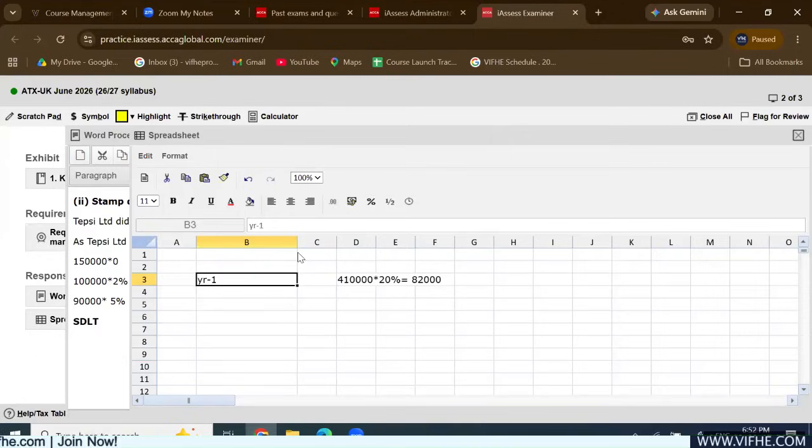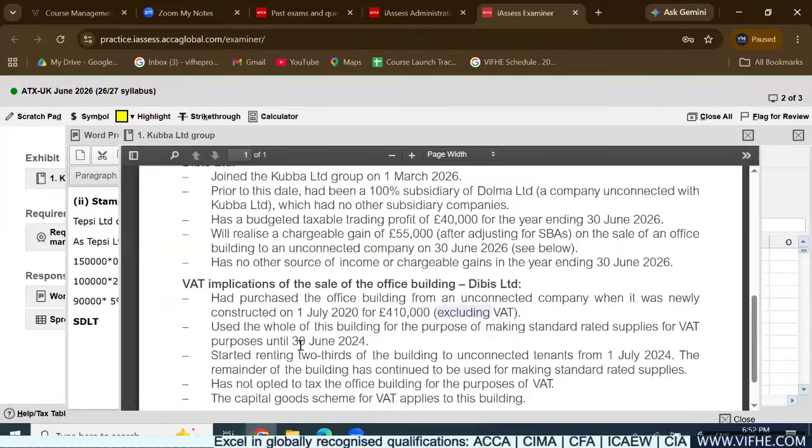Whatever you have recovered will remain the same. There's going to be no alteration in it. But the story changes as there happened to be a reduction in the taxable usage to only 1/3 of the building starting from 1st of July 24, because the situation remained the same till 30th of June 24.